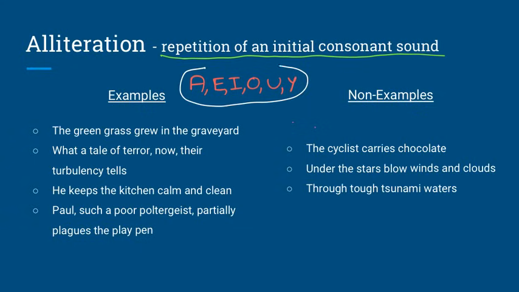These letters right here, these are going to be our vowels. So if it's one of these letters being repeated, that is not going to be alliteration because those are vowels, and we're going to use another term for that. Moving forward with our examples here, because I want this video to be relatively quick for all of you, let's look at "the green grass grew in the graveyard."